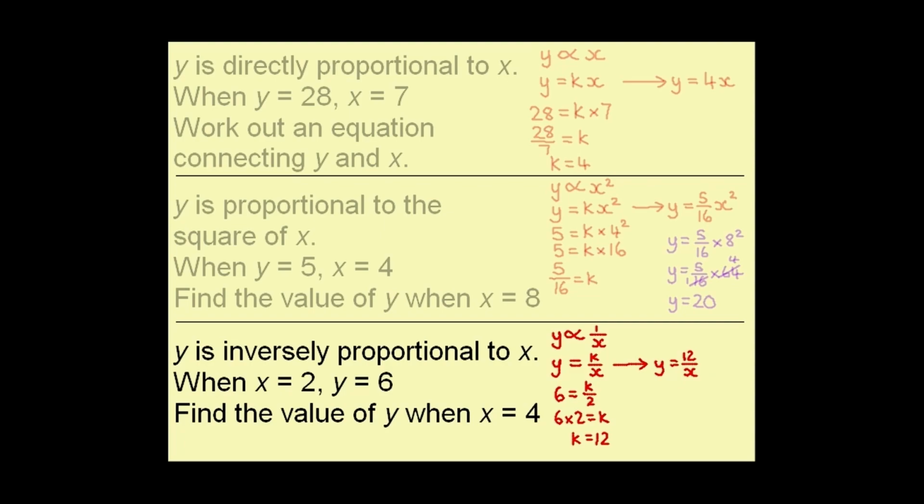Notice again that the question doesn't actually ask me to find the equation, but I've got to do it to be able to answer this part here. Find the value of y when x equals 4. So I'm now going to put x equals 4 into this equation. So y equals 12 over 4. And 12 divided by 4 is 3, so y is equal to 3.